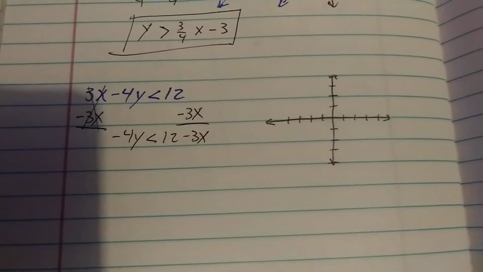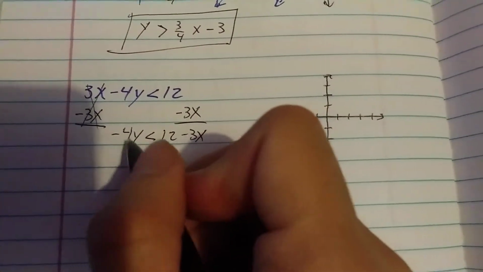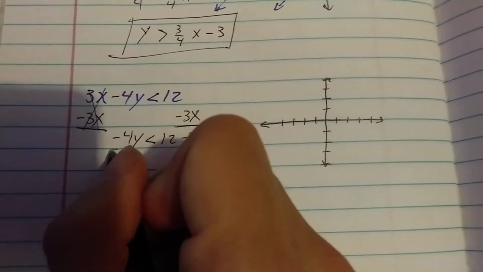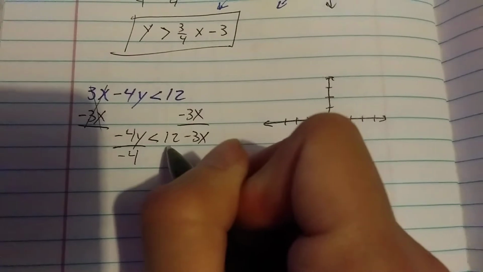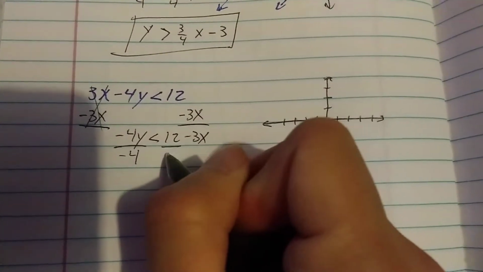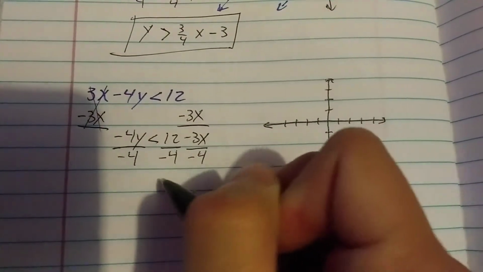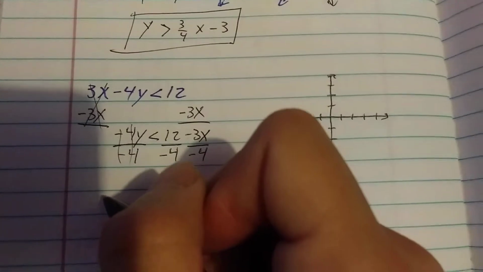Okay, so that's pretty much what I do first. Now it's almost done. Just gotta get rid of that negative 4. Well, I have negative 4 times y, so the inverse operation of times is divide. So divide by negative 4. Notice I'm going to divide everything by negative 4. So pretty much these 4's will cancel out.